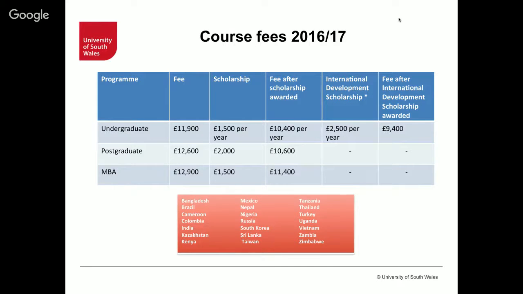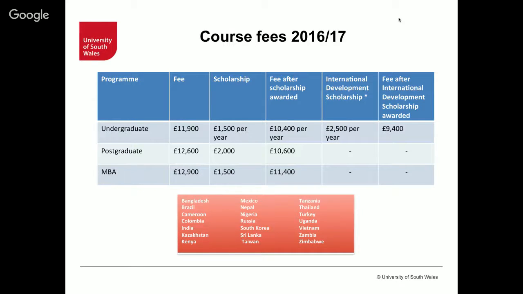So for my area, Southeast Asia, the majority of my students wouldn't qualify for the International Development Scholarship. It would only be Vietnamese and Thai students that would qualify for that £2,500. However, if you're coming from Malaysia, Singapore, Brunei, all the other countries that I mentioned initially, then you would get £1,500 per year for your scholarship. So this reduces your fees down to £10,400 for undergraduate study.